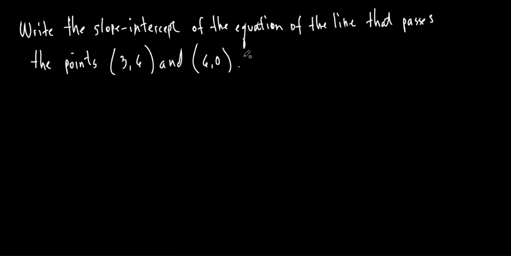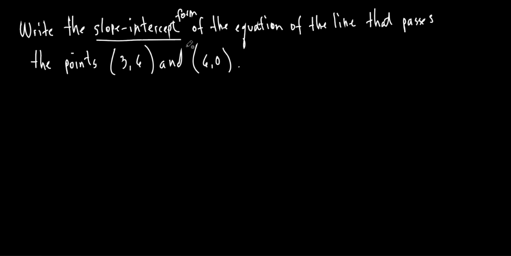All right, there's a lot of stuff there. Let's take it little bit by little bit and see what we're trying to do. It says, write the slope-intercept form of the equation of the line that passes through these 2 points. So you know you got a line, right? If I got 3, 6, I could go over 3, up 6, over 6, up 0. And I could get a line out of it. I want to find the slope-intercept form of the equation of the line.